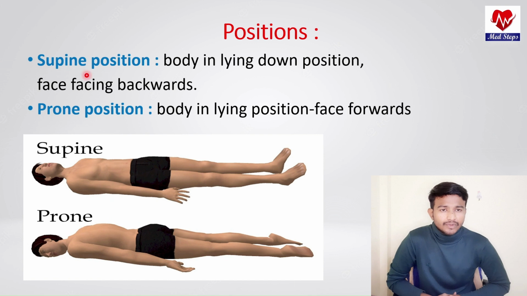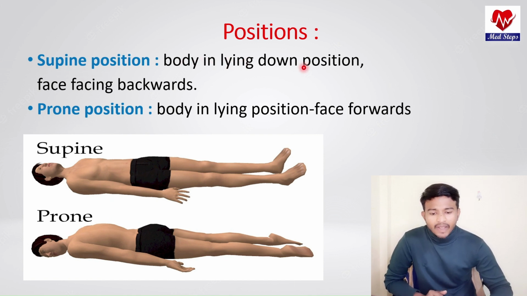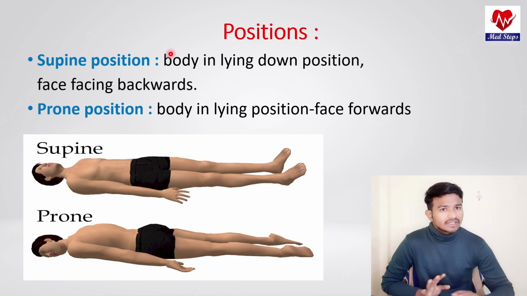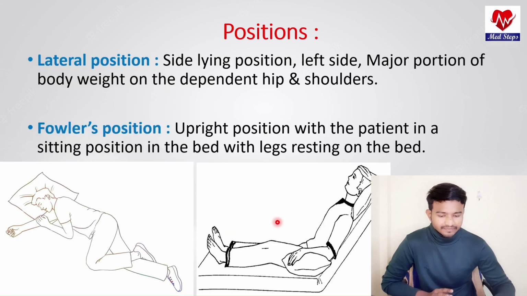First one, supine position. In supine position, body in lying down position facing backwards. If you see yoga, you can see savasana. This savasana we call supine position. This supine position gives relief. Next, prone position. Body in lying position face forwards. This is the prone position. This is the supine position.